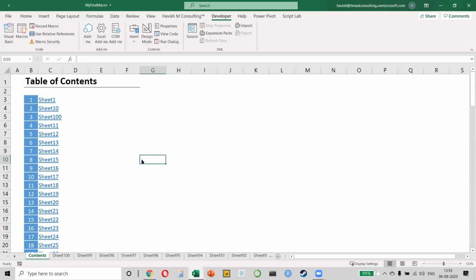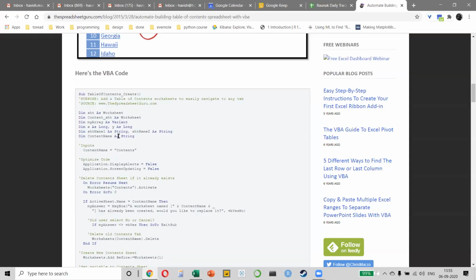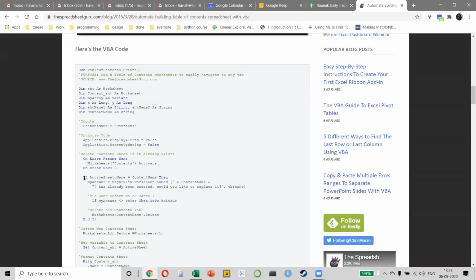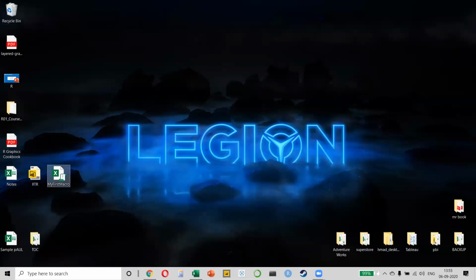And that's the beauty of programming in Excel. You don't have to do anything because you have not even hundreds, you have thousands of codes available on the internet. All you have to do is copy and paste it and run it. For example, I'm also going to share this code with you. Just a moment.